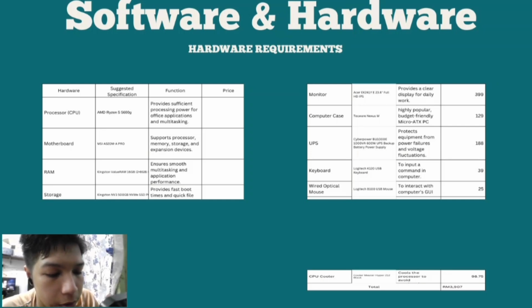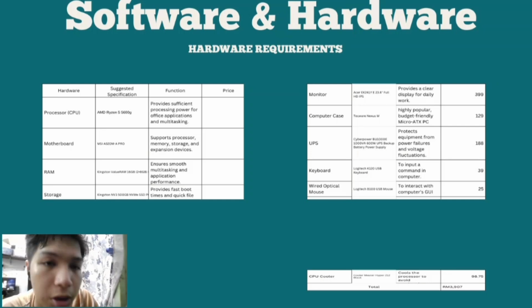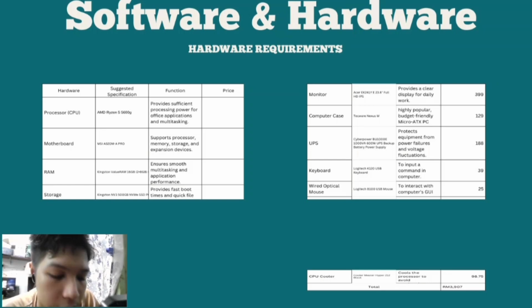For the UPS, we go with CyberPower BU1000E. The 1000 VA UPS protects the computers from sudden power outages and voltage fluctuations, preventing hardware damage and reducing the risk of data loss.